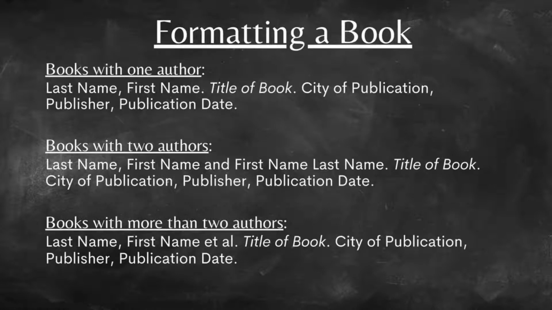If you have 2 authors, you would do the same thing, but you would do the last name, comma, first name, and then the next author would be their first name and last name put together. The rest is the same. And then if you happen to have more than 2 authors, you're going to do last name, comma, first name, and then you're just going to write et al. And et al is sort of the catch-all for any time there's more than 2 authors. This is how it gets stated to recognize that there are multiple people working on this particular work.